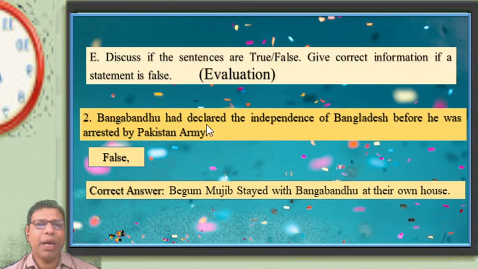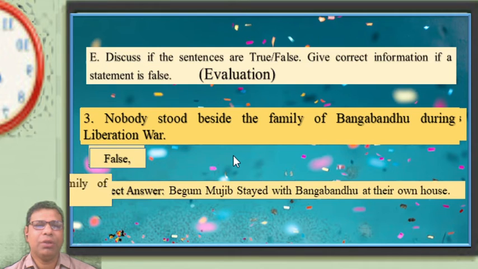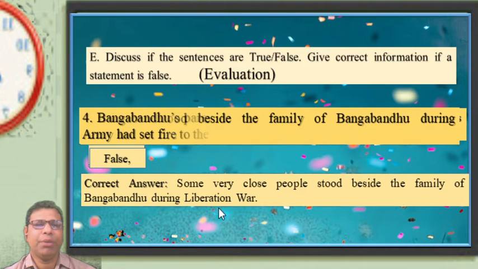2. Bangabandhu had declared the independence of Bangladesh before he was arrested by Pakistan. This is true. Question number 3. Nobody stood beside the family of Bangabandhu during the liberation war. False. Correct answer: some very close people stood beside the family of Bangabandhu during the liberation war.